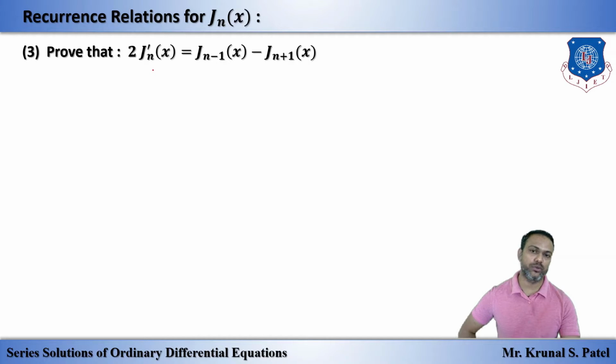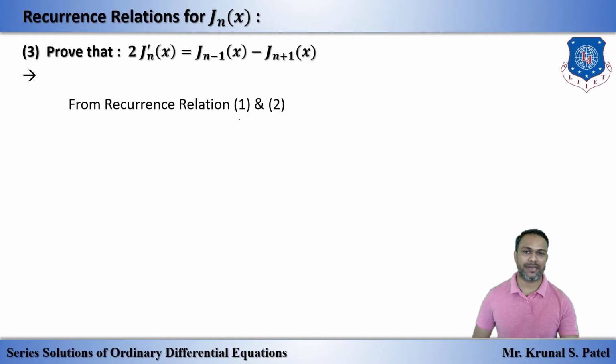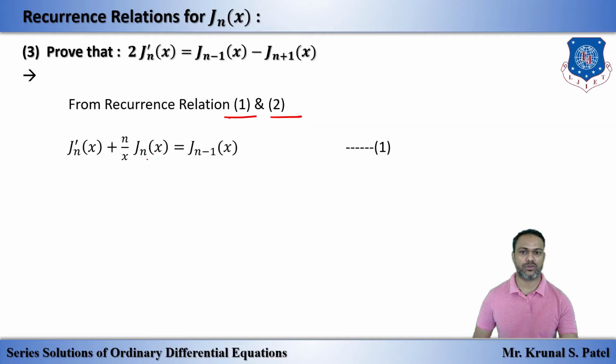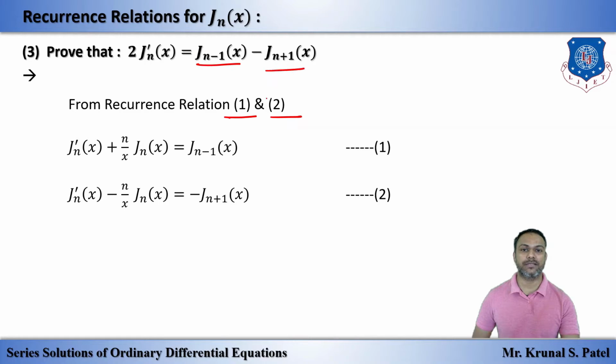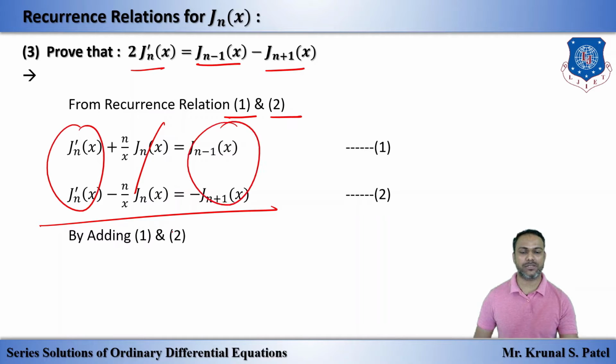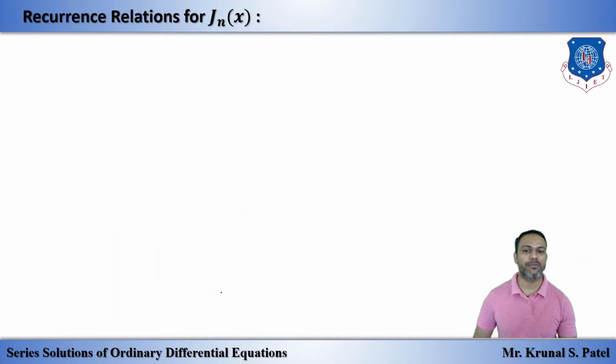For that we will use the first and second recurrence relations. So we have this first and then second. Now we want to prove these two, and J n dash, that means this. So we want to cancel out these two. By just adding these, this and this cancel out. So we have the final answer, simple.